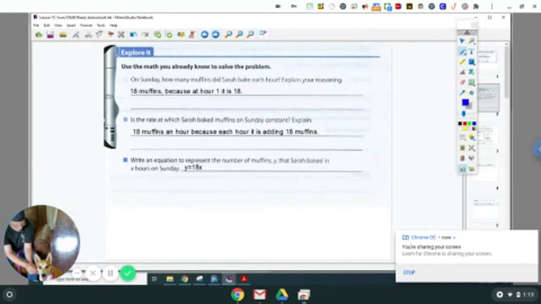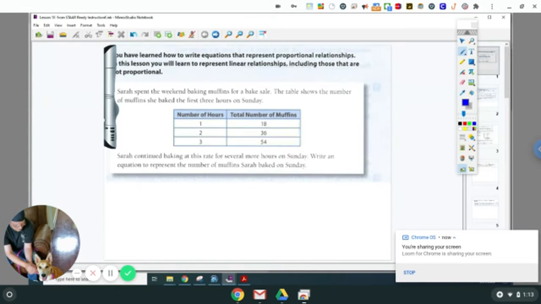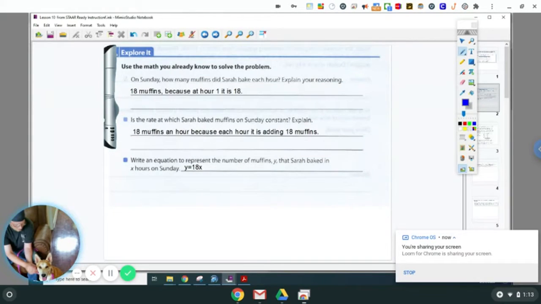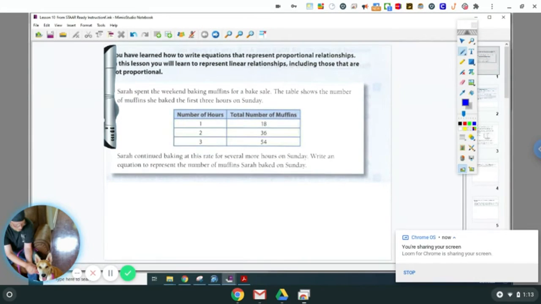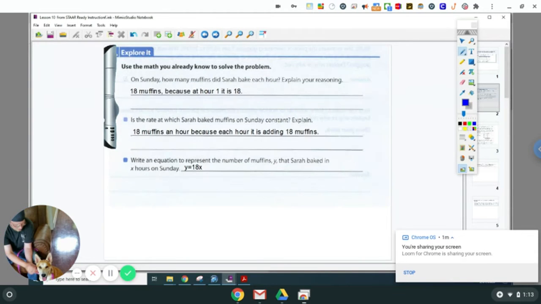So the question is, on Sunday, how many muffins did Sarah bake each hour? Explain your reasoning. Well, she baked 18 muffins per hour, because at 1 hour it's 18, and they said that they continue at this rate. So is this rate at which Sarah baked muffins on Sunday constant? Yes, it's constant because every hour you add an additional 18 muffins.